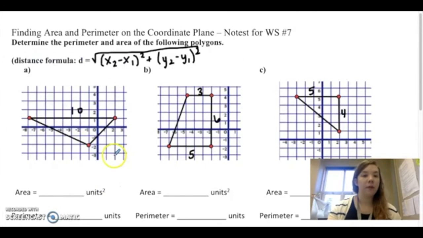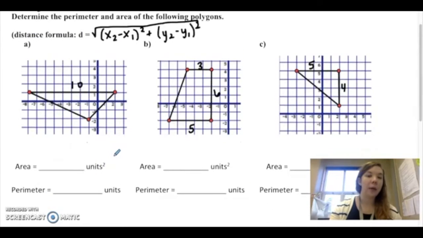So we're trying to find area and perimeter. If I go ahead and do area, I can make my height here for my triangle, and that's 1, 2, 3. So 1/2 base times height would be 15 square units. Okay, perimeter, I'll need to find the distance here.